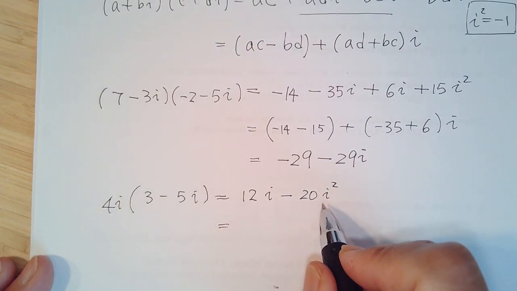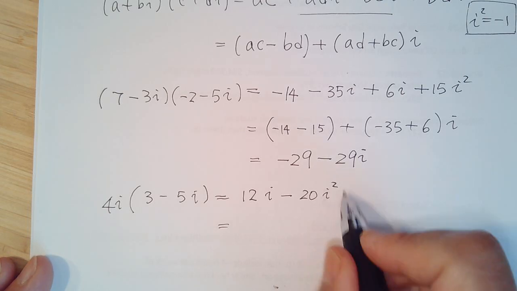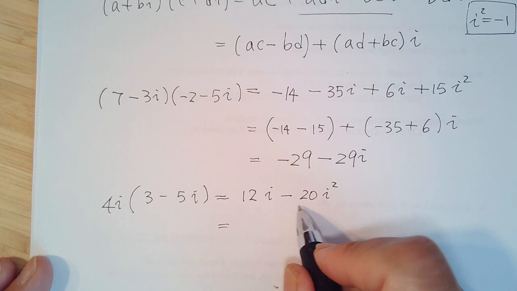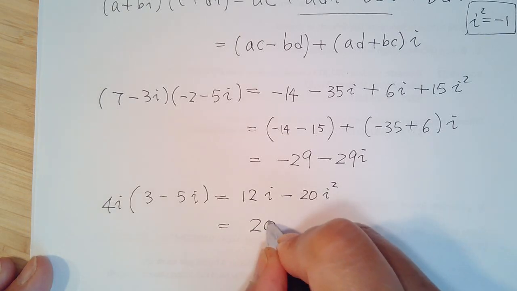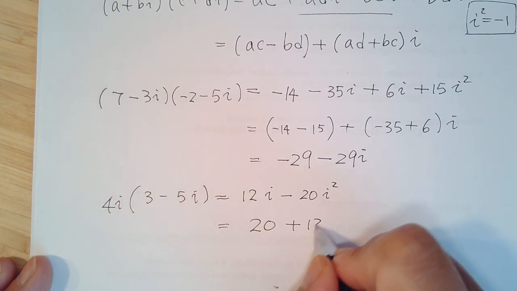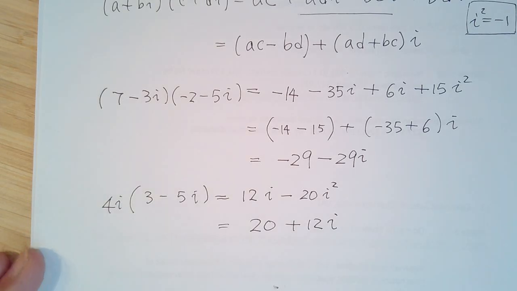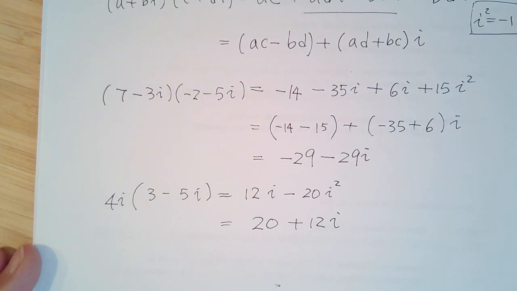I don't know how many times I need to repeat that, but I'm going to repeat a lot. So this i squared is negative 1 multiplied by negative 20. I get a positive 20, and then plus 12i. That's a very, very good answer I have.